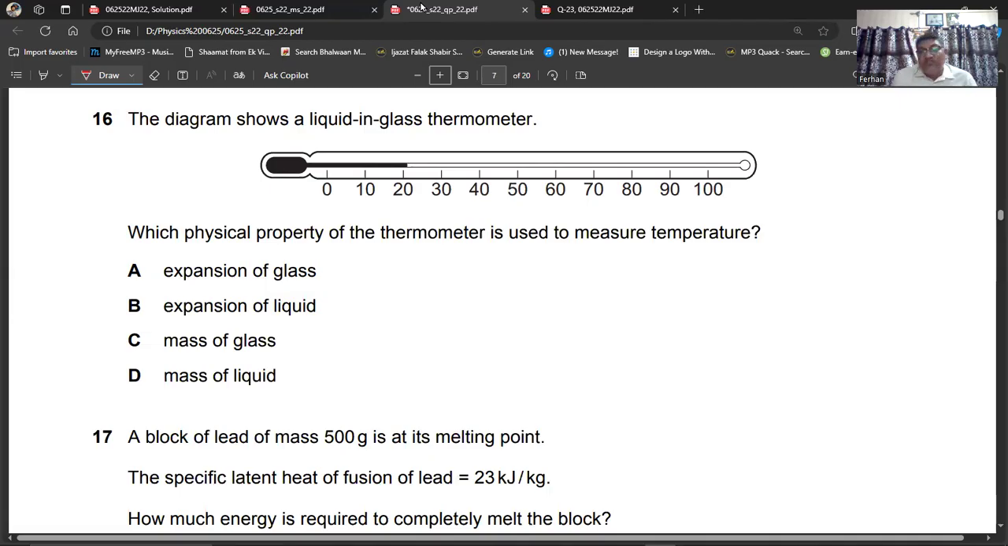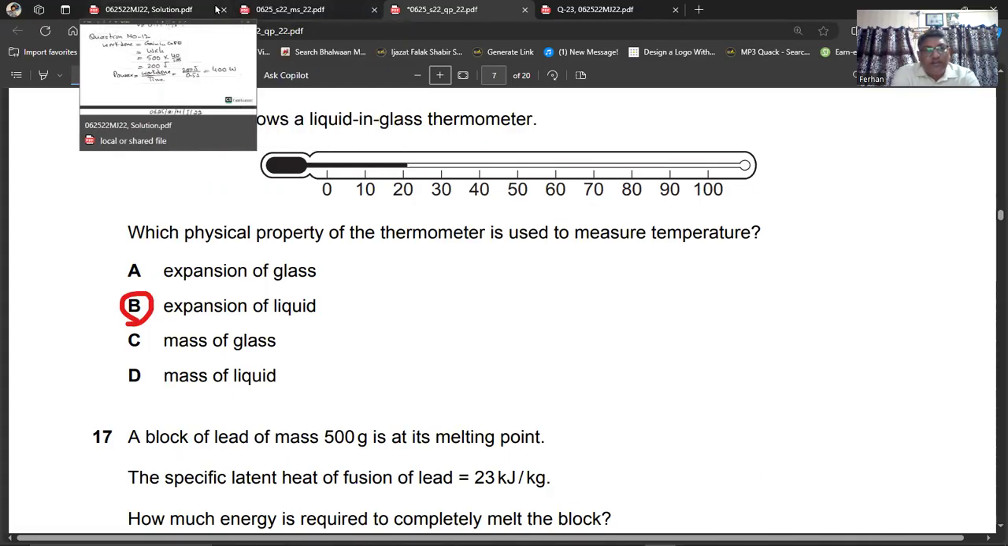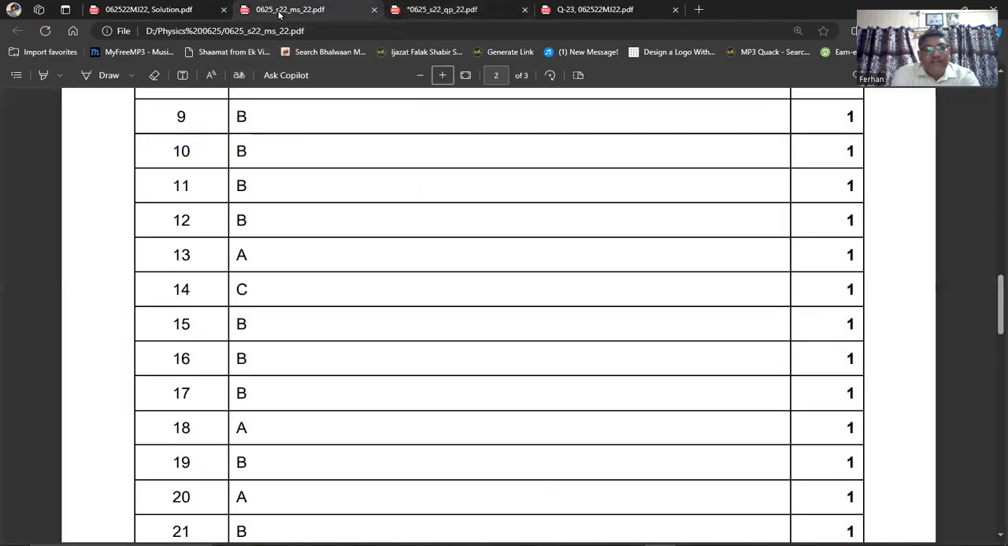So the more the expansion, the more the temperature. The less the expansion, the less the temperature. So expansion of the liquid is used to measure it. That's the thermometric property. So question 16, B is the choice.